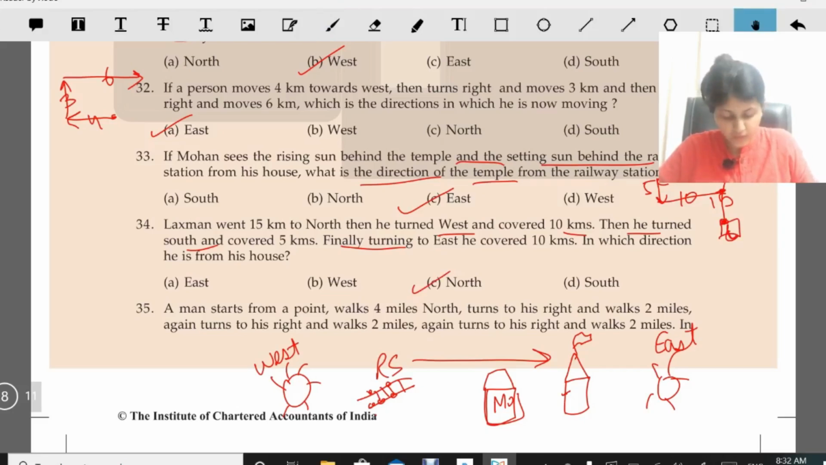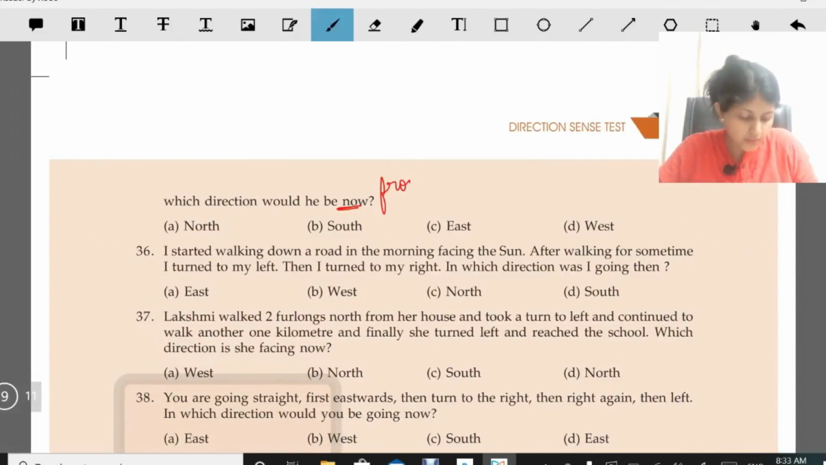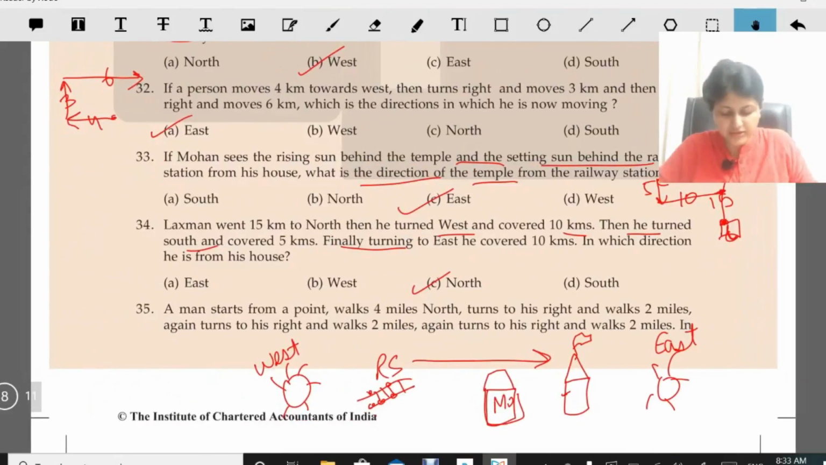Okay, question number 35. A man starts from a point, walks 4 miles north. Okay, so in this question there is a slight correction. At the end you can see now, please add "from his starting point." Okay, let us read the question.